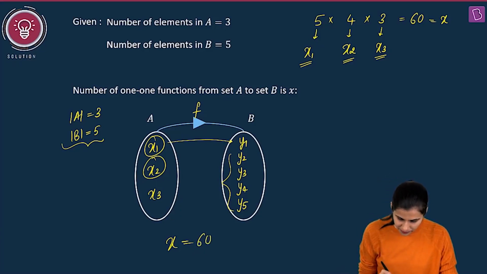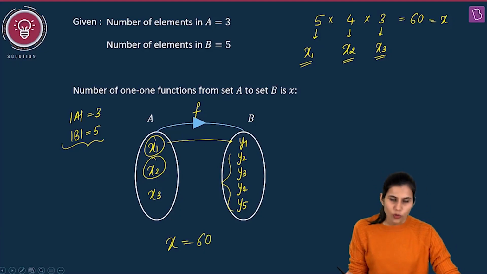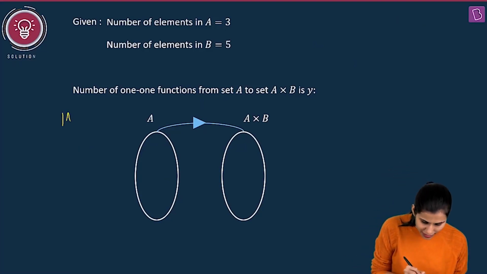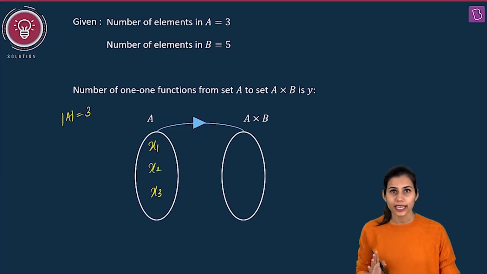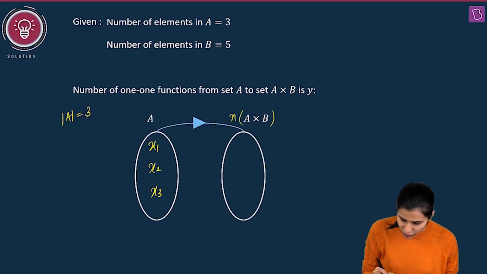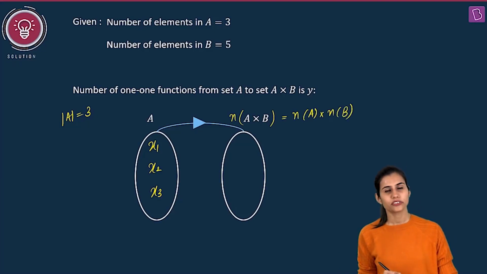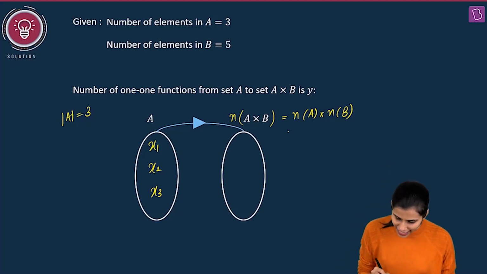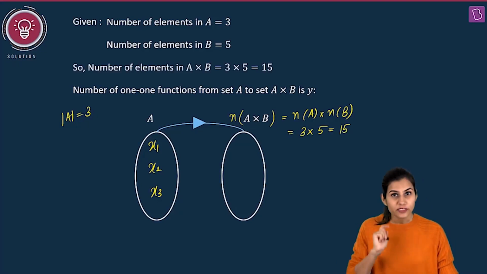X is 60. Using the same logic, we are going to compute y now, which is the total number of 1-1 functions from set A to set A cross B. Now A has what cardinality? 3. So let's take the members as x1, x2, x3. That's what we did, right? What about the cardinality of A cross B? The number of members in A cross B is the number of members in A into the number of members in B. Do you agree? Because A and B both are non-empty sets. Agreed? So A has 3 members, B has 5 members. That means A cross B will have 15 members.